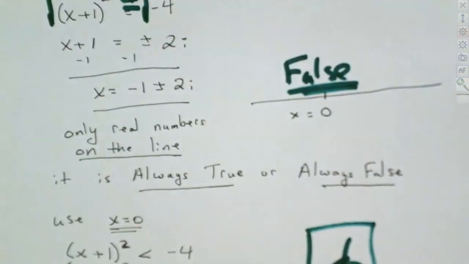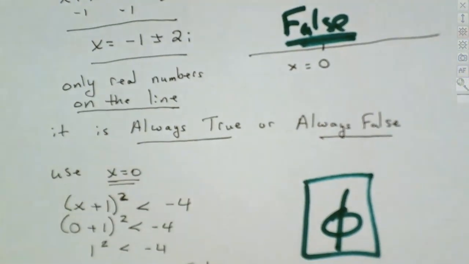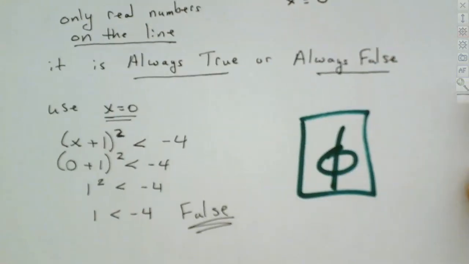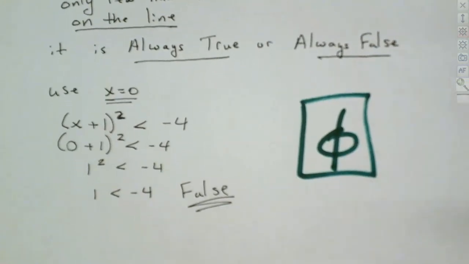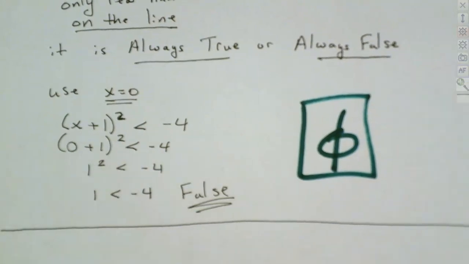We went through and actually did the math, but you could have looked at it at the very beginning and thought about it with the square, because whenever you square a negative, it always becomes positive. And then, if positive numbers are less than negative 4, that would be false. So you'd have no solution.